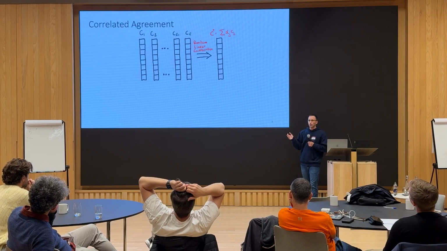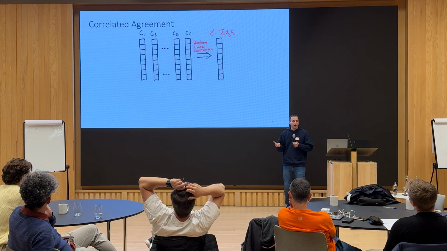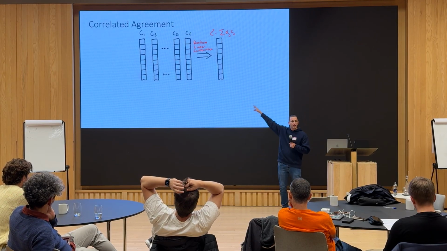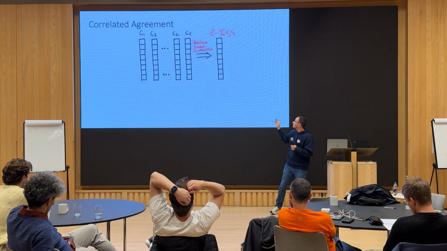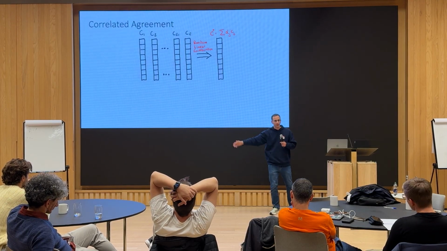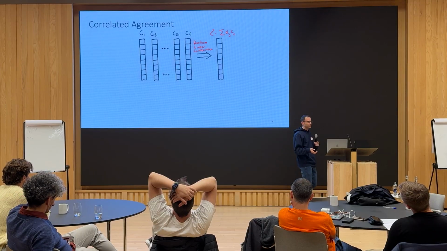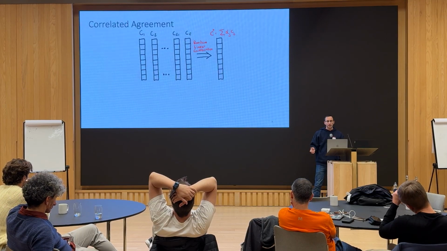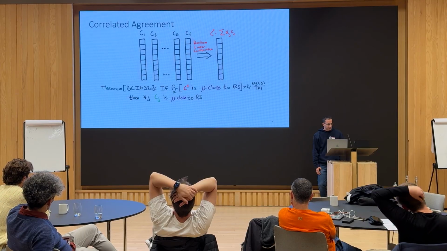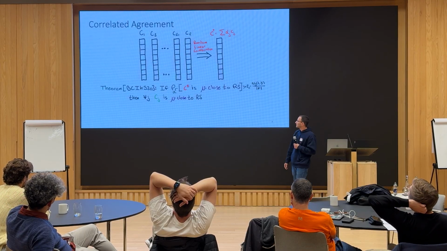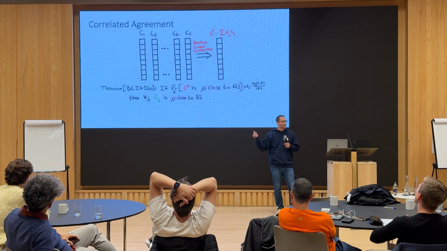Okay, so we need some promise. Let's say we tested C star and we found out that C star is very close to low degree. What does it tell me about all the Ci's? This is the basic question we're asking, and this is exactly what the proximity gaps give us. And this is a theorem by... anybody remember the authors?